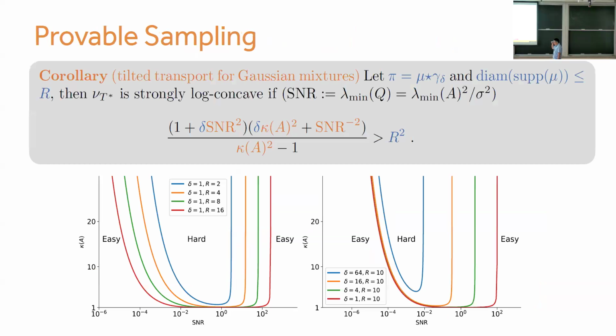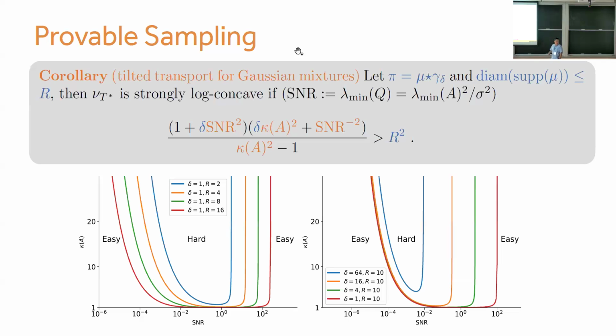And we can make a quite precise characterization of when the new posterior will become log concave, such that the Langevin dynamics can efficiently sample it. Suppose our original prior distribution is a convolution of a finite support distribution mu with some isotropic Gaussian with variance delta. Then we can show that the new boosted distribution mu t star is strongly log concave if the following condition is satisfied.